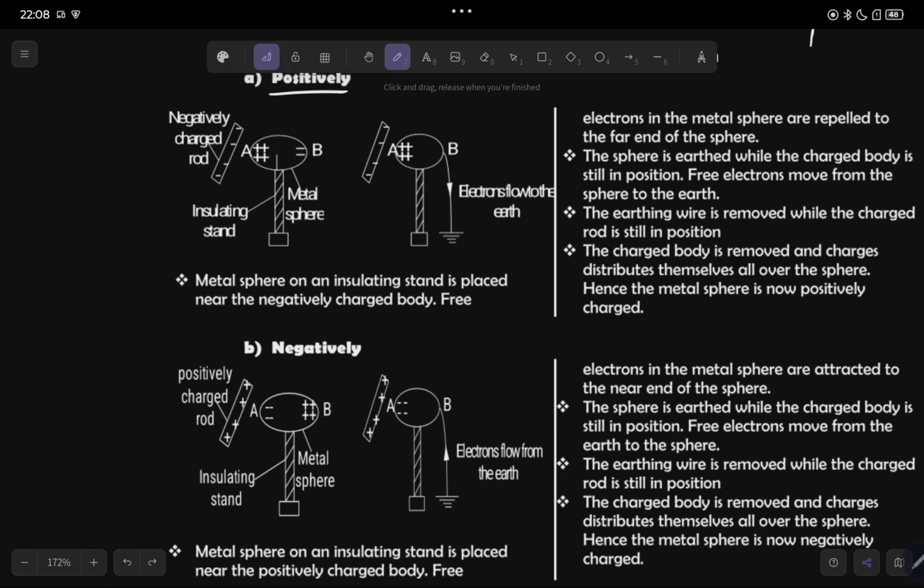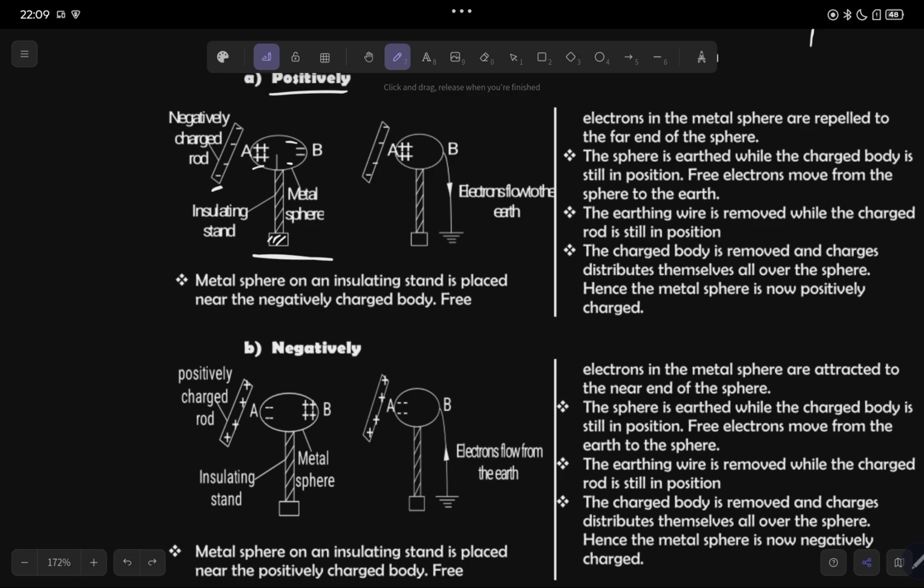Now we bring the negatively charged rod near the neutral metal sphere placed on an insulating stand. Why do we do so? To avoid the charges which have been generated running to the earth. When we bring it near a neutral conductor, the negative charges on the inducing rod will attract all the positives to the side near the inducing rod and will repel all the negatives to the far end of the metal sphere or the conductor.